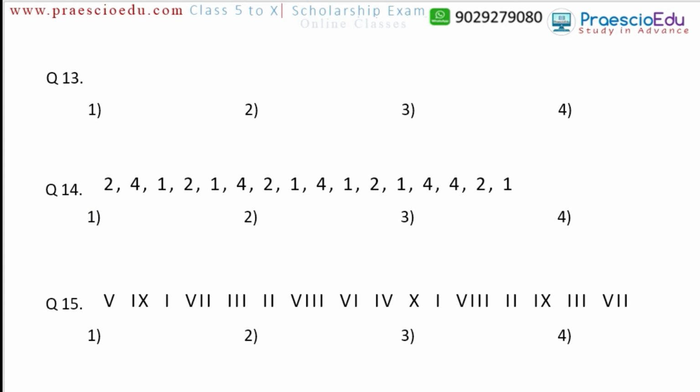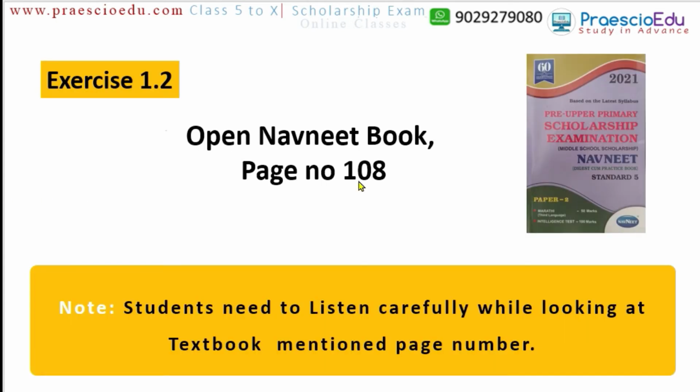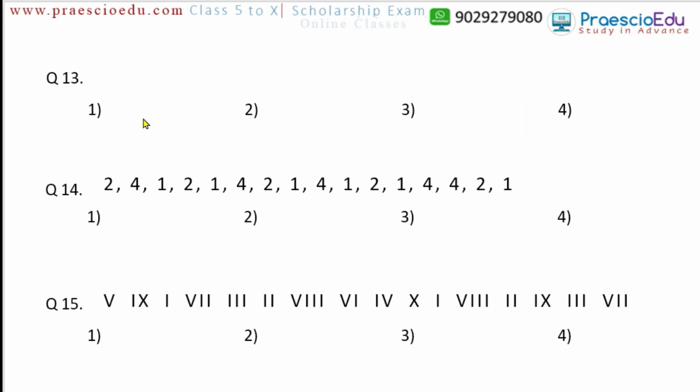Please open the book, page number 108, or we can say 109 also, for question number 13. Question number 13 is: what is the difference between the largest and the smallest four-digit number formed by using each of the digits 1, 3 once and 5 repeatedly? Okay, these are the conditions: 1 and 3 can be used once and 5 can be repeated. So we can use the 5 two times and 1 and 3 one time each.